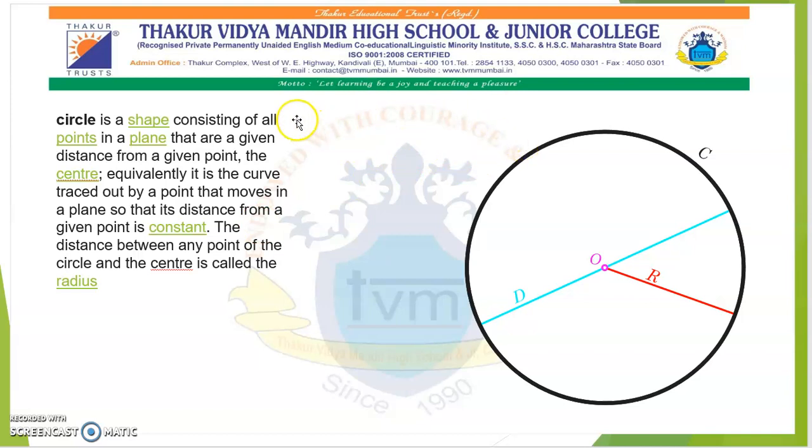A circle is a shape consisting of all the points in a plane that are a given distance from a given point, the center. Equivalently, it is the curve traced out by a point that moves in a plane so that its distance from a given point is constant. The distance between any point of the circle and the center is called the radius.